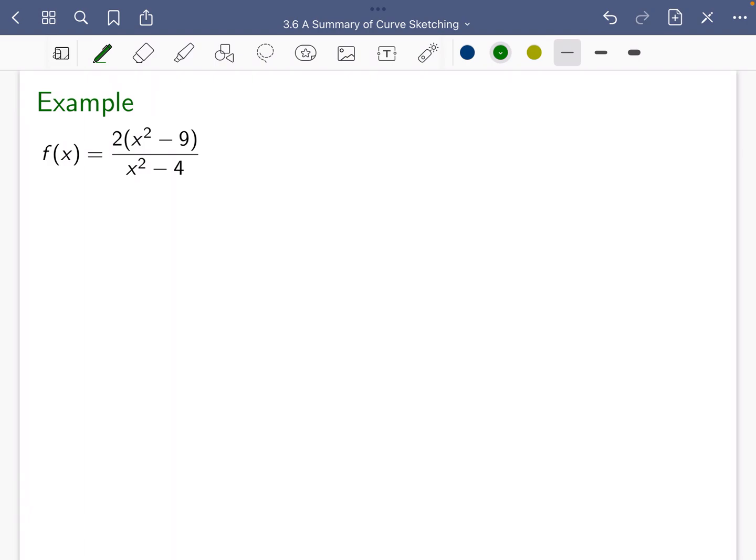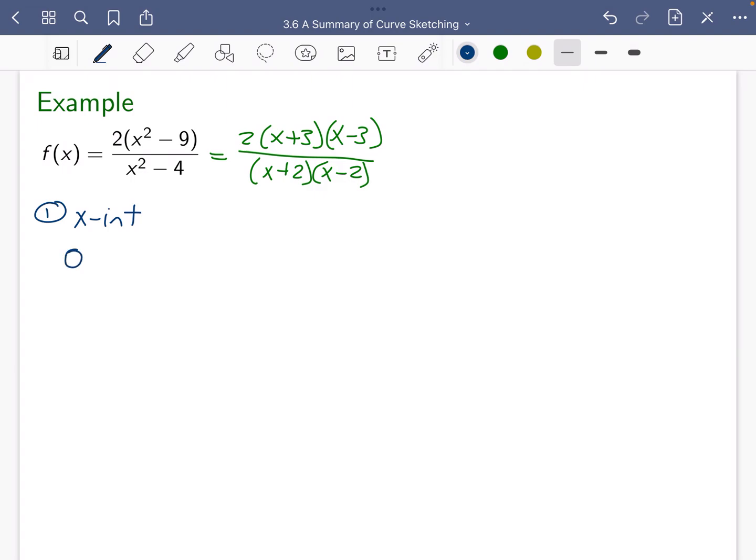Here we have f of x equals 2 times x squared minus 9 over x squared minus 4. This will factor on top to 2 times x plus 3 times x minus 3. And on bottom, it will factor into x plus 2 times x minus 2. If we want to find our x-intercepts, right? So step 1, we'll find the x-intercepts. How do you find an x-intercept? Well, you're going to set the y value equal to 0.